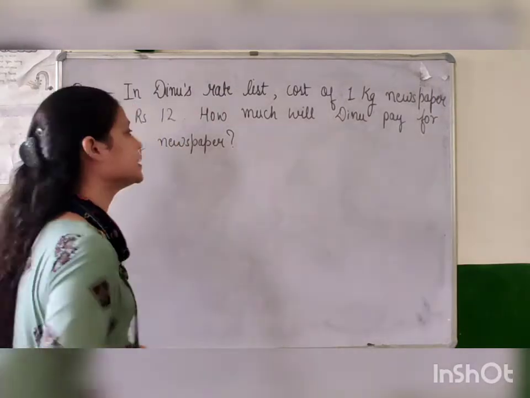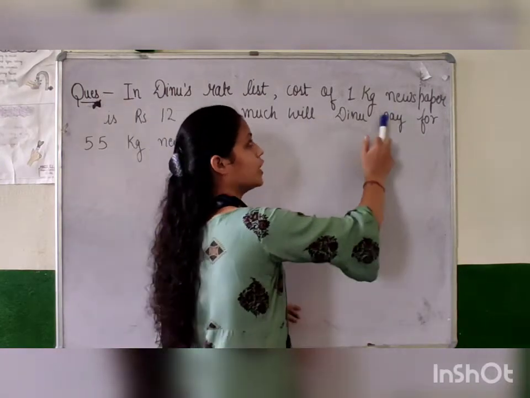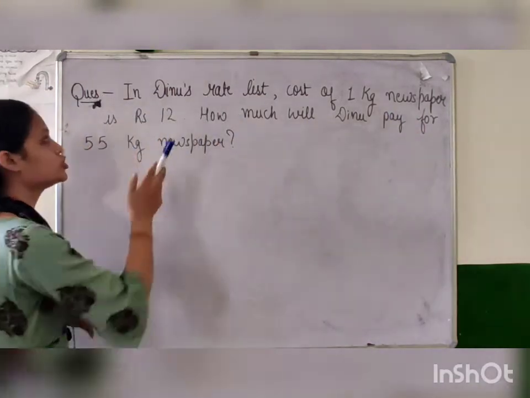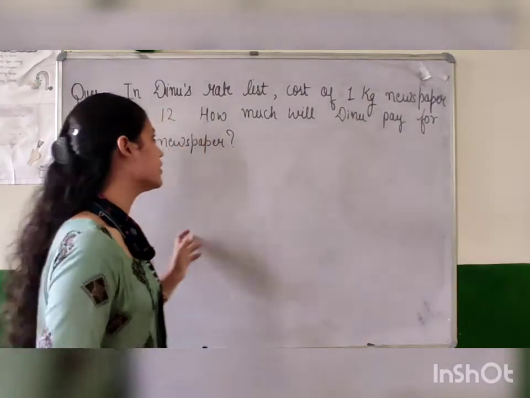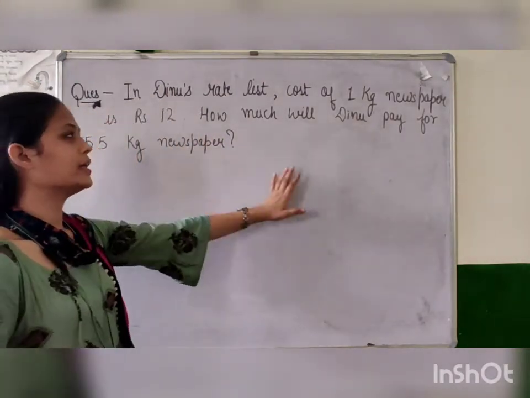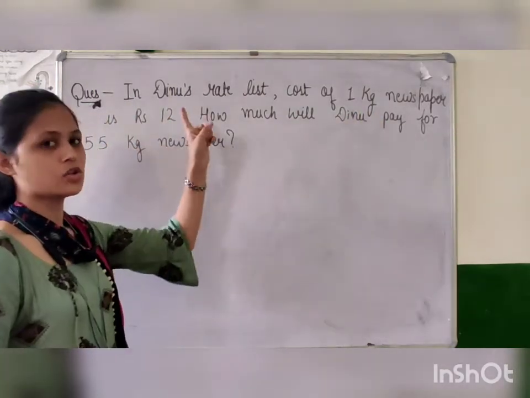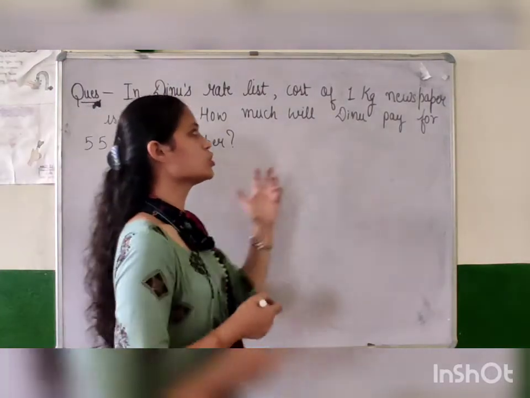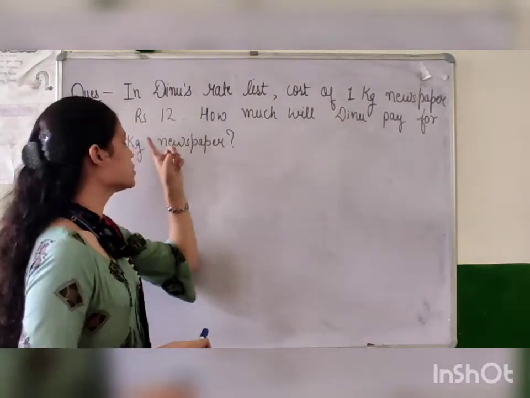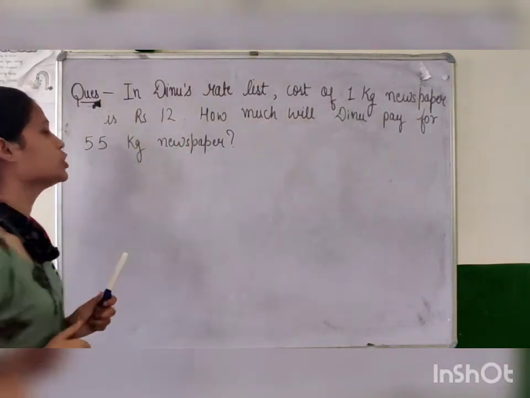So the question is, in Dinu's rate list, the cost of 1 kg newspaper is rupees 12. We have the rate list of Dinu, and in that, 1 kg newspaper is rupees 12. This is not in your book. How much will Dinu pay for 55 kg of newspaper?